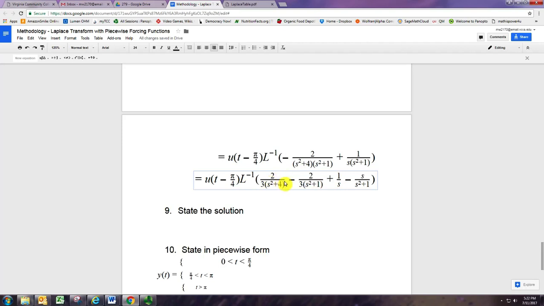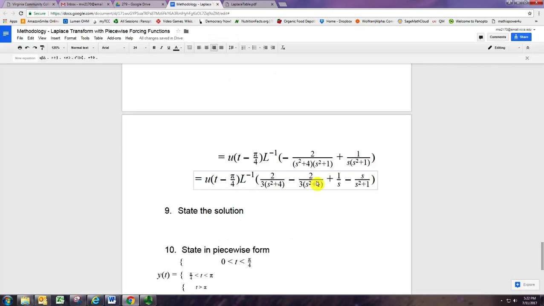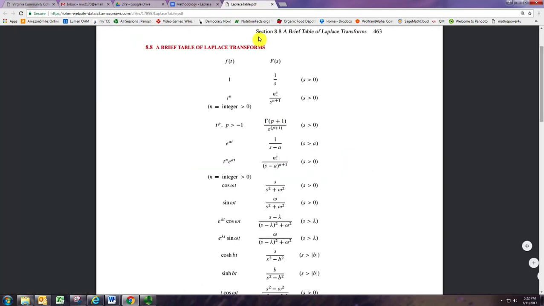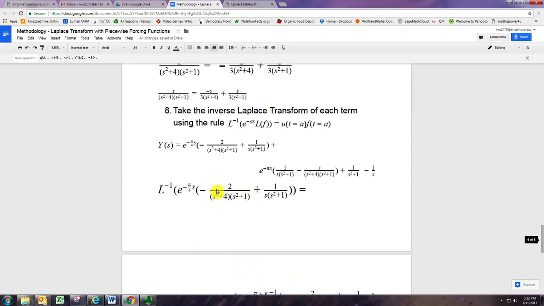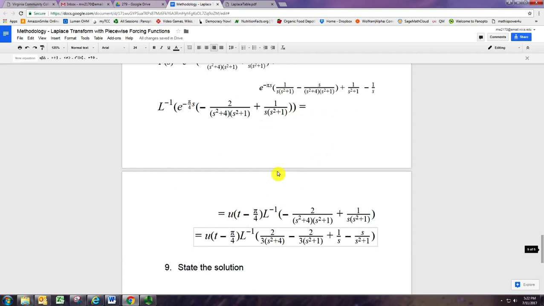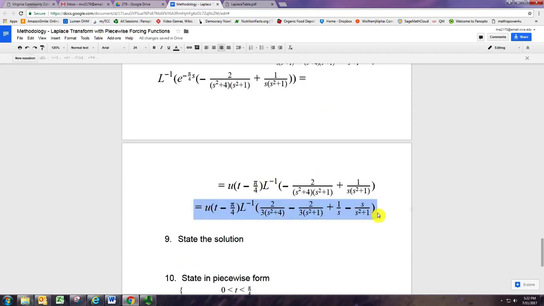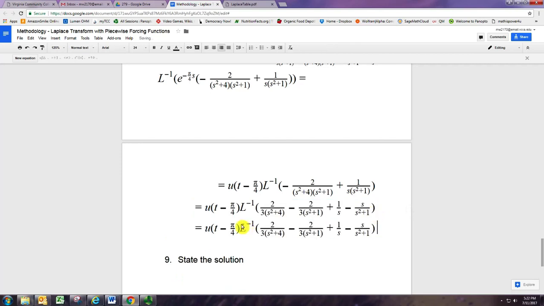The number over s squared plus 4, the 2 over s squared plus 4, is going to show up in the table. That's a sine, right? 2 over s squared plus 4 would be sine of 2t. And the 1 over s goes to a 1. And the s over s squared plus 1 goes to a cosine. Now remember, once we take these inverse transforms, we do need to then subtract pi over 4 from each of them. So here goes.